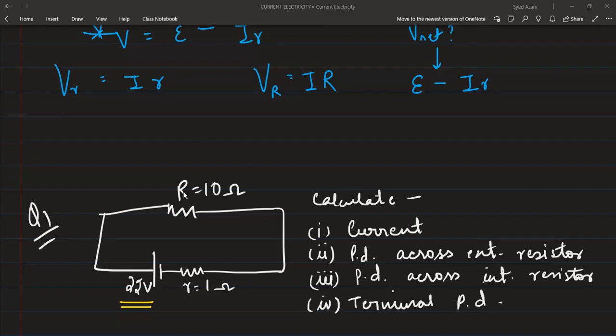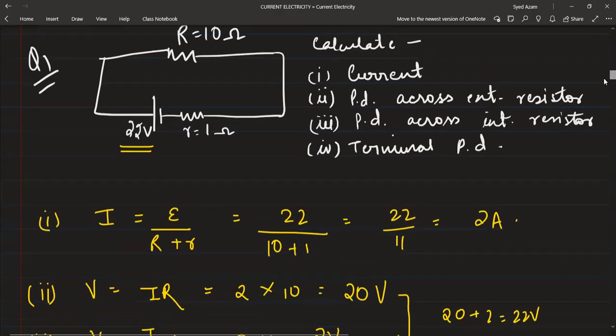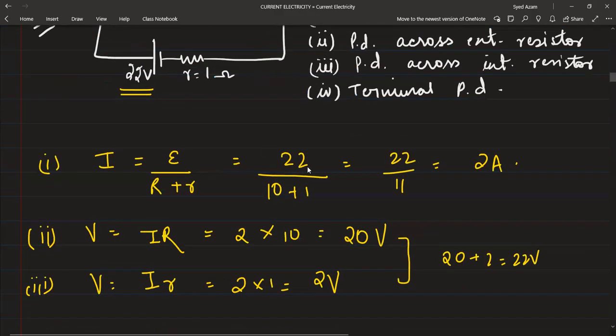See, we can clearly see this is our external resistance that is given, and this is the EMF, 22 volt. Besides it, we have the internal resistance. So if you have to get the current, very easy, E divided by R plus r. So 22 by 10 plus 1, 22 by 11, that is simply 2 amperes.